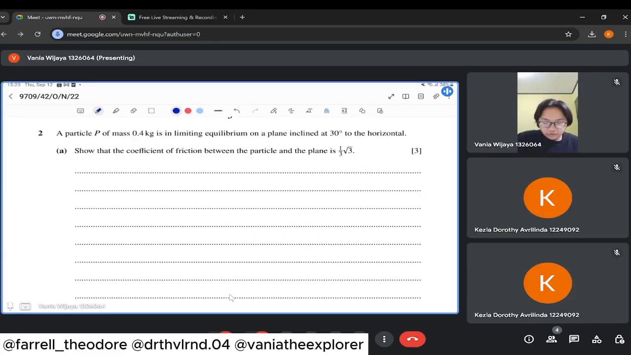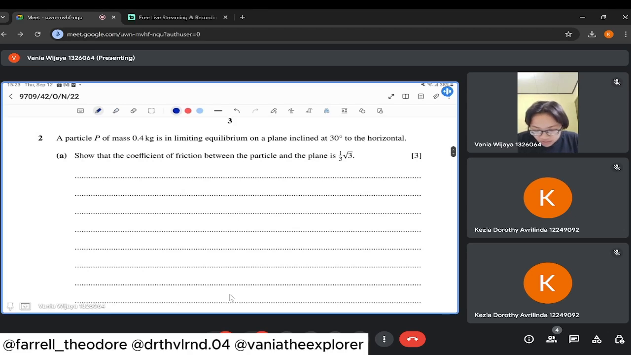The next one, we have question 2. A particle P of mass 0.4 kilogram is in limiting equilibrium on a plane inclined at 30 degrees to the bodoh, lupa gua.